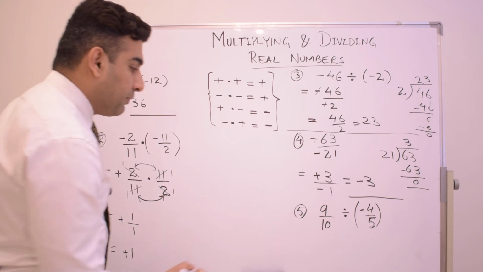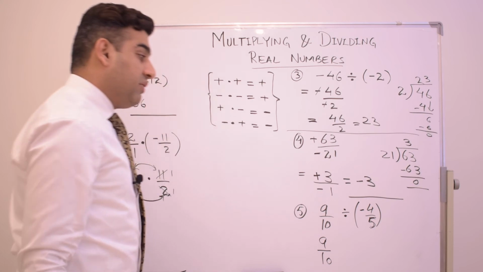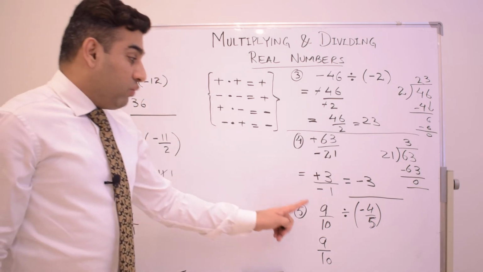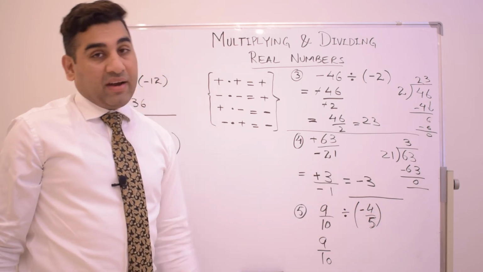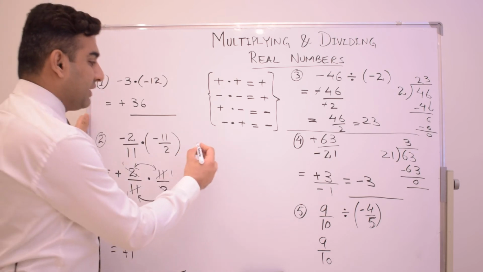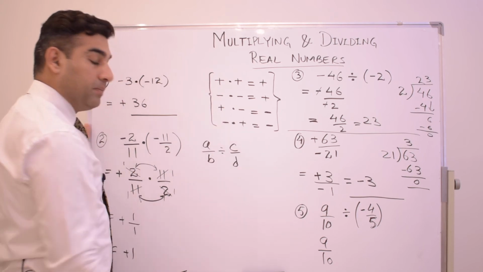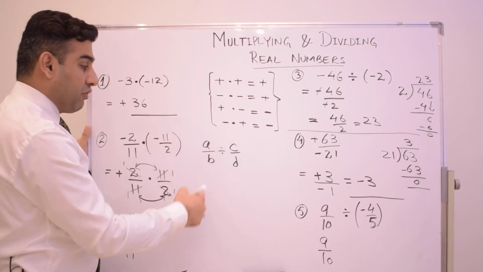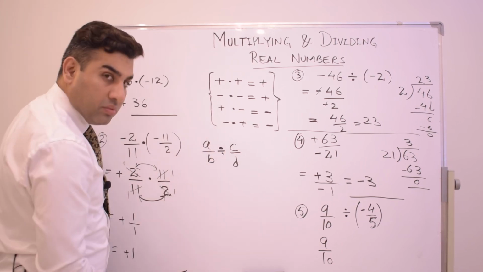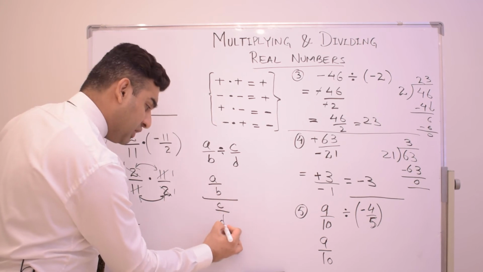Part number 5, 9 over 10. Now guys, division is coming with the fraction. When one fraction is divided by another fraction, we have a rule for it. The rule is this: A over B divided by C over D. If you have one fraction A over B and another fraction C over D, and they are going to divide each other, you are going to write A over B divided by C over D.